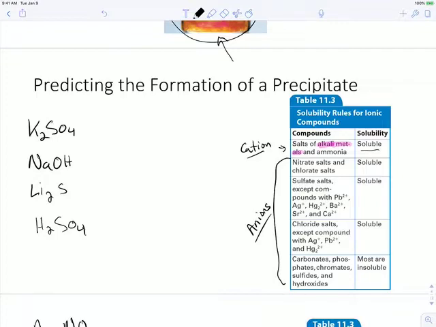So basically, if it's an alkali metal, which if you remember, alkali metals are group 1 metals. So for potassium sulfate, potassium is group 1. So it's going to stay dissolved, it's soluble. Sodium, group 1, it's going to stay soluble. Lithium, group 1, it's going to stay soluble. Hydrogen, group 1, it's going to stay soluble. So all of these are soluble. They're never going to form a precipitate.